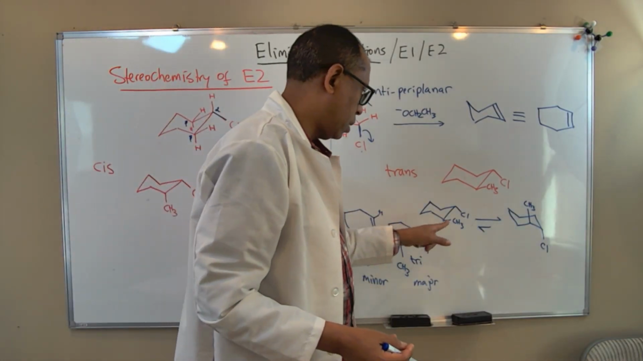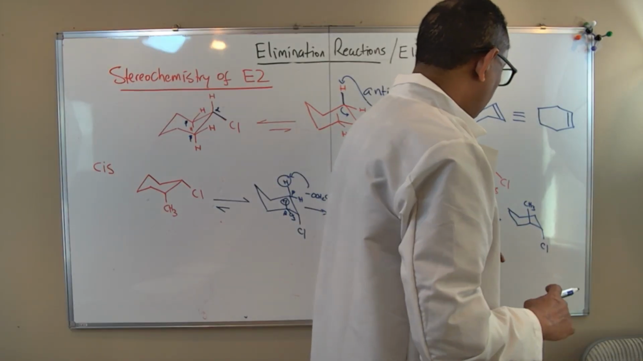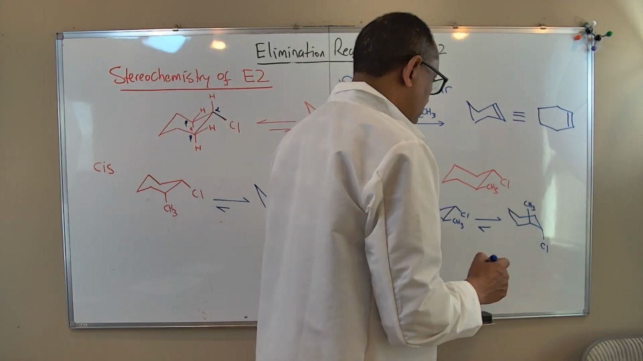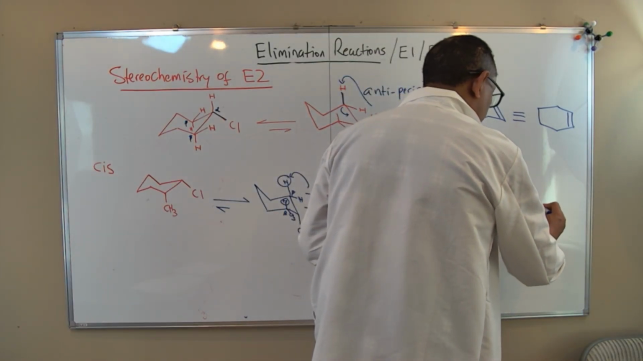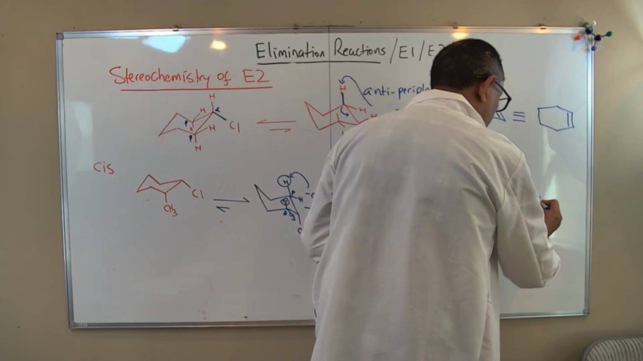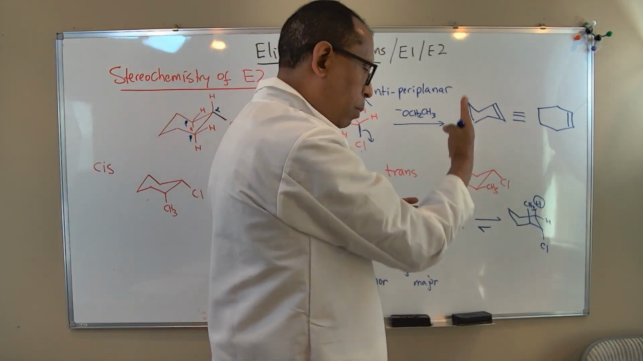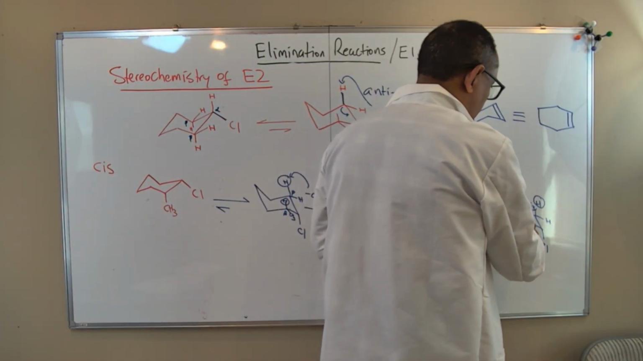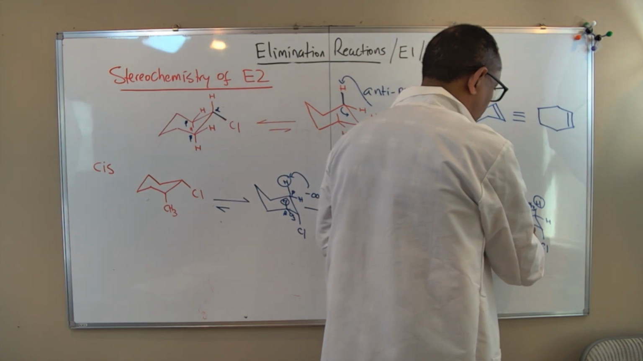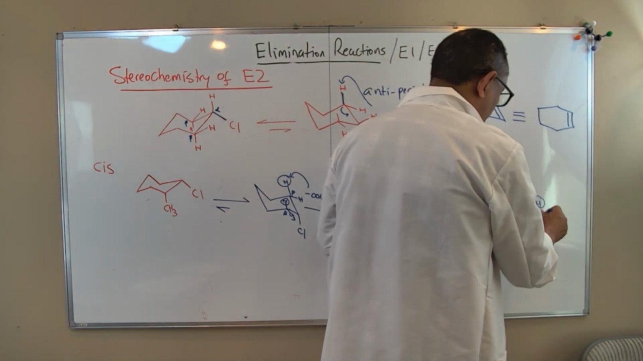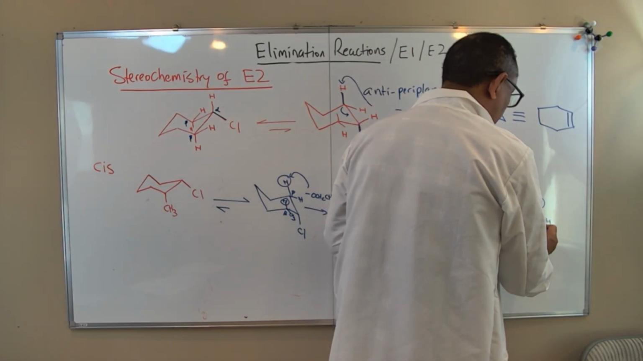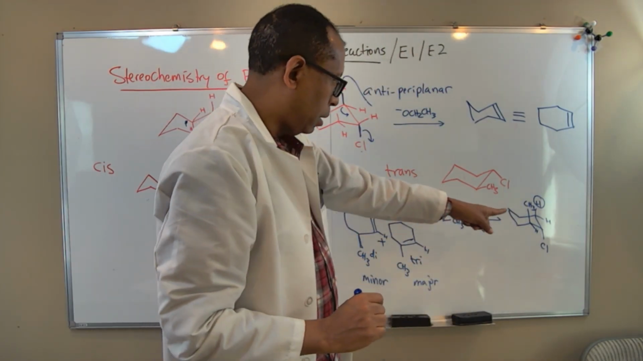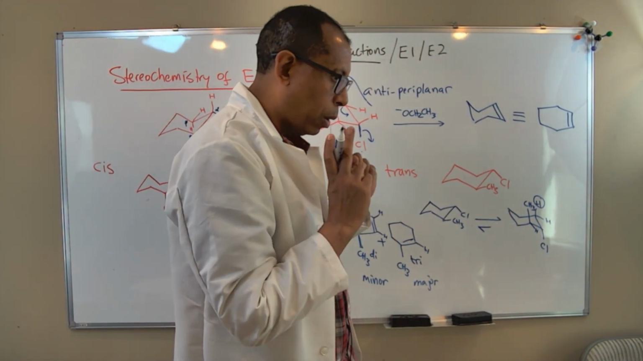Let's test this one. You have this, so how many potential beta hydrogens do you have? Here you have hydrogen and hydrogen on this carbon, one beta hydrogen which is antiperiplanar like this, but this beta carbon doesn't have an axial hydrogen, the hydrogen is equatorial, so that's not available for reaction. So this actually gives only one product.